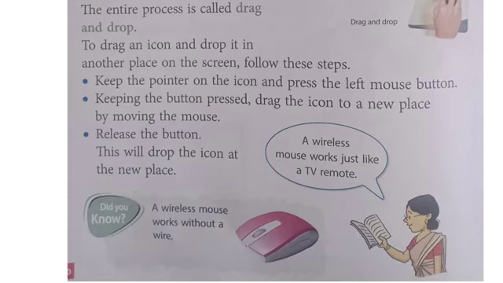Keep the pointer on the icon and press the left mouse button. Okay, keep the pointer on the desired icon. Suppose I want to drag my computer icon from the topmost left corner to the bottom most right corner. What I'll do is bring my mouse pointer to the My Computer icon in the topmost left corner and keep my mouse pointer there.